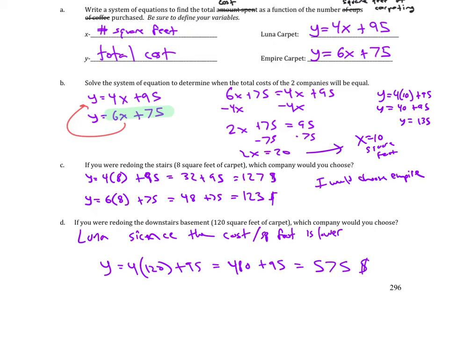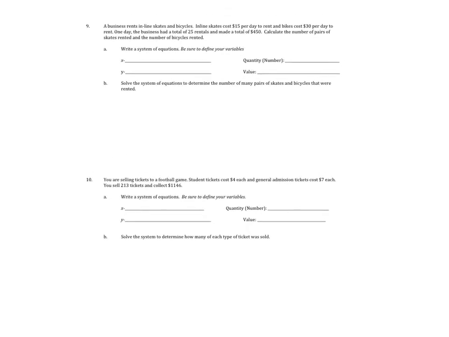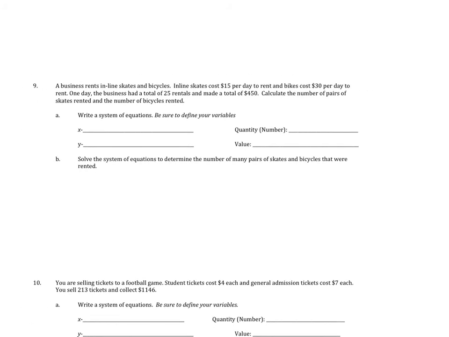Alright, let's try another. In problem 9, inline skates and bicycles. Inline skates cost $15 per day and bikes cost $30 per day to rent. One day the business had a total of 25 rentals and made a total of $450. Calculate the number of pairs of skates rented and the number of bicycles rented.